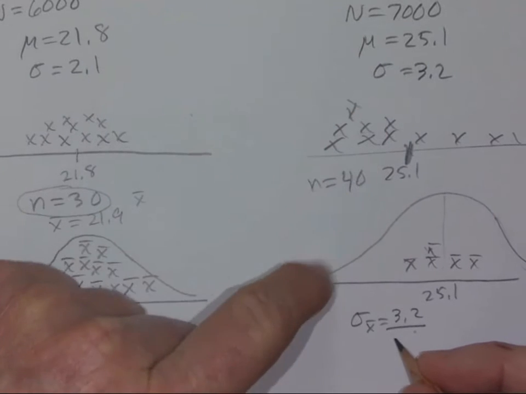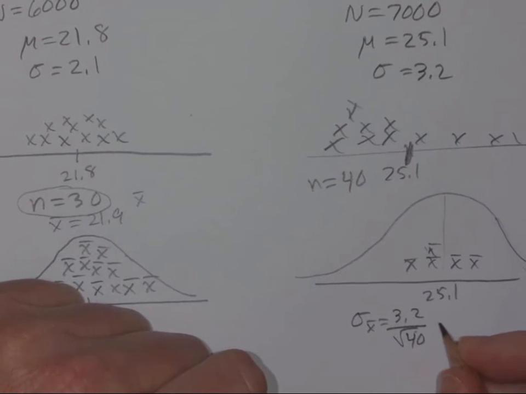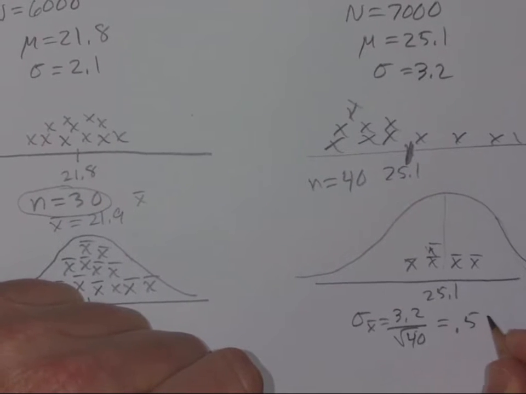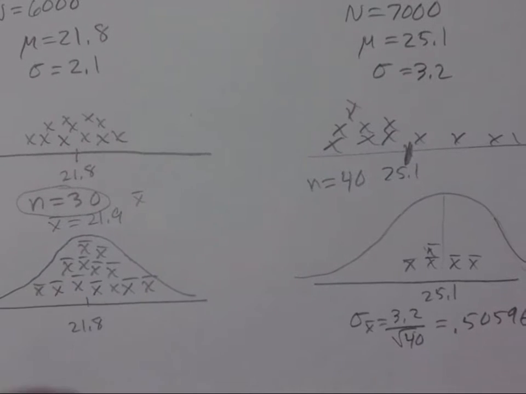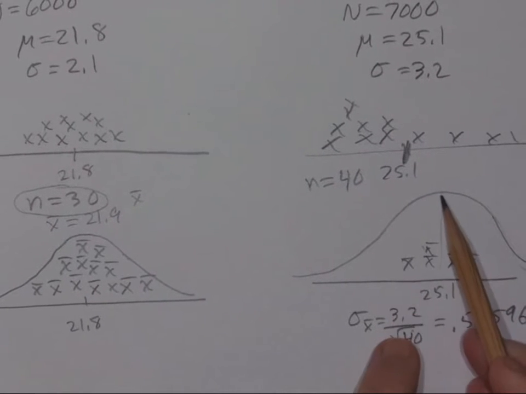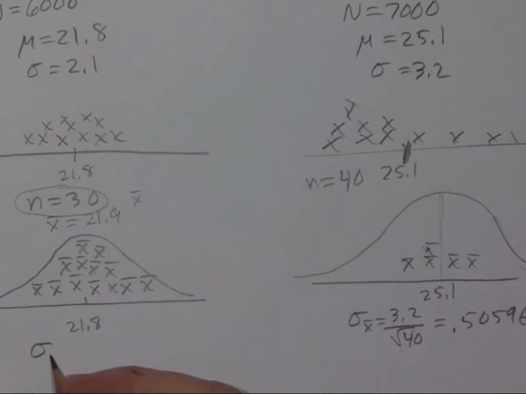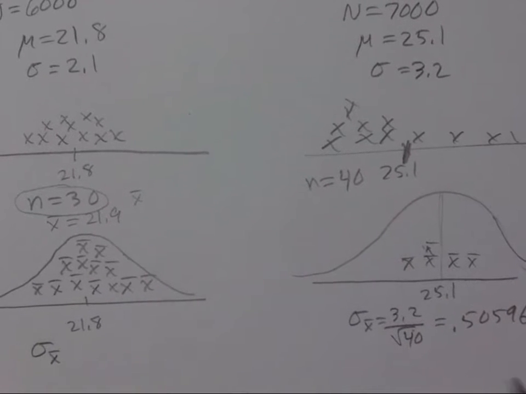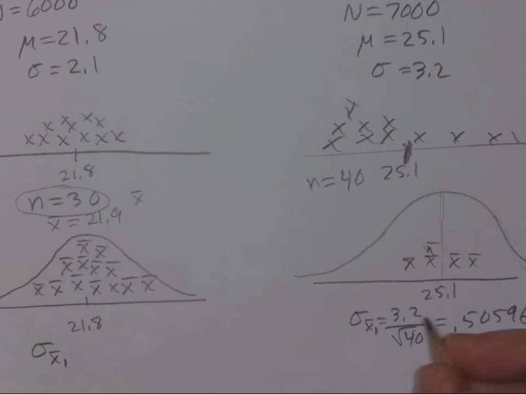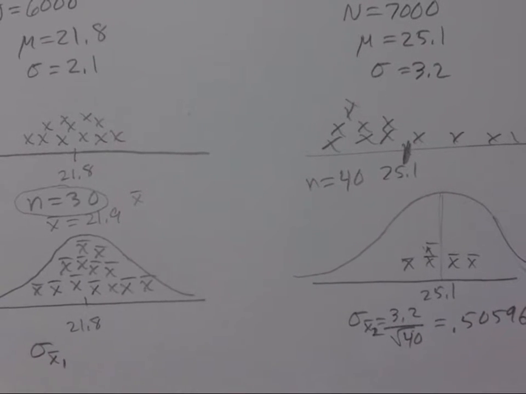So 3.2 over the square root of 40, and as it turns out, that is about 0.50596. That is the average amount the x bars will vary from the middle, intuitively. And so the standard deviation over here of these x bars, I'll call this x bar sub 1 and this x bar sub 2. That's in the first county, that's in the second.